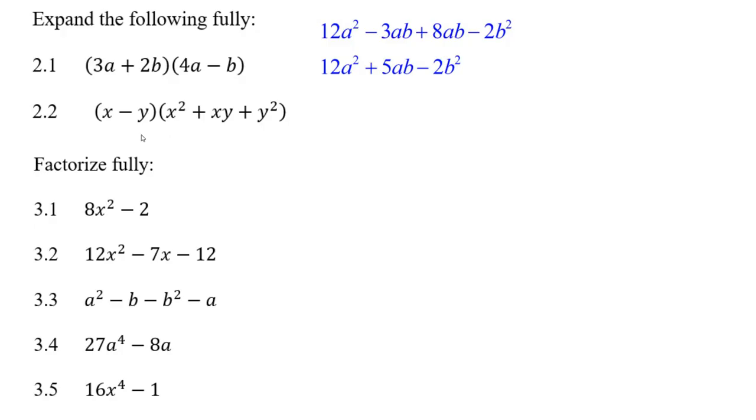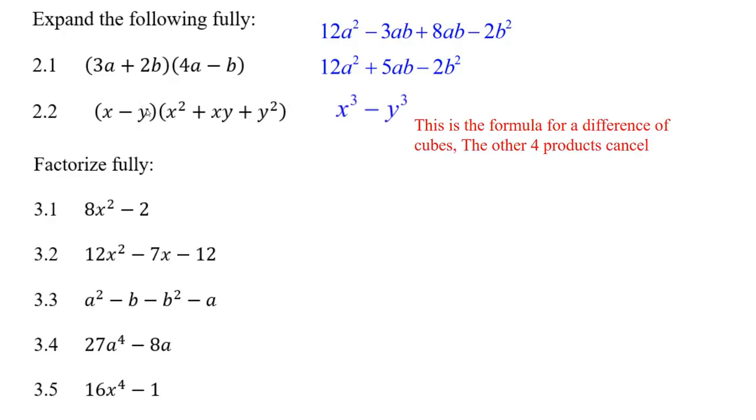Now, this question is quite interesting. You see, it's going to help us do a question down here. What Mr. Autry's done is he's given us the formula for the difference of two cubes. You see, x times x squared, that's x cubed. And minus y times y squared, that's minus y cubed.